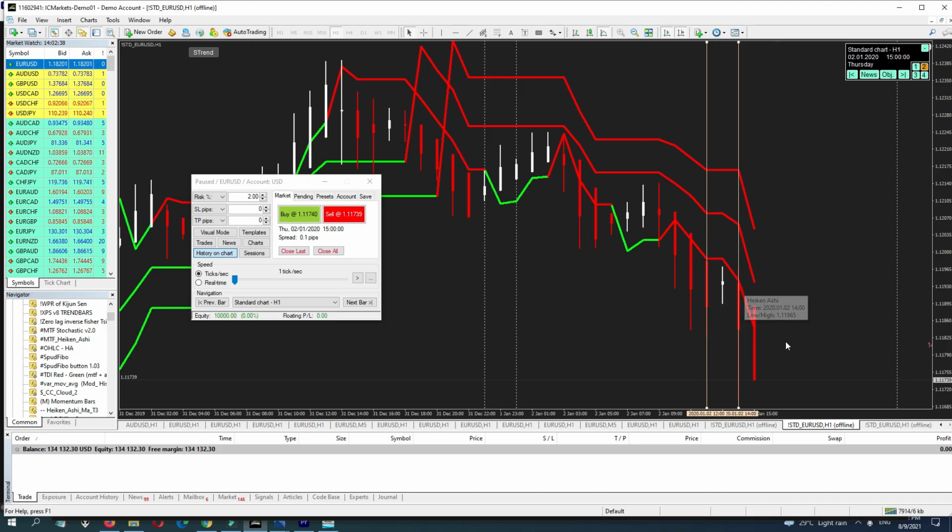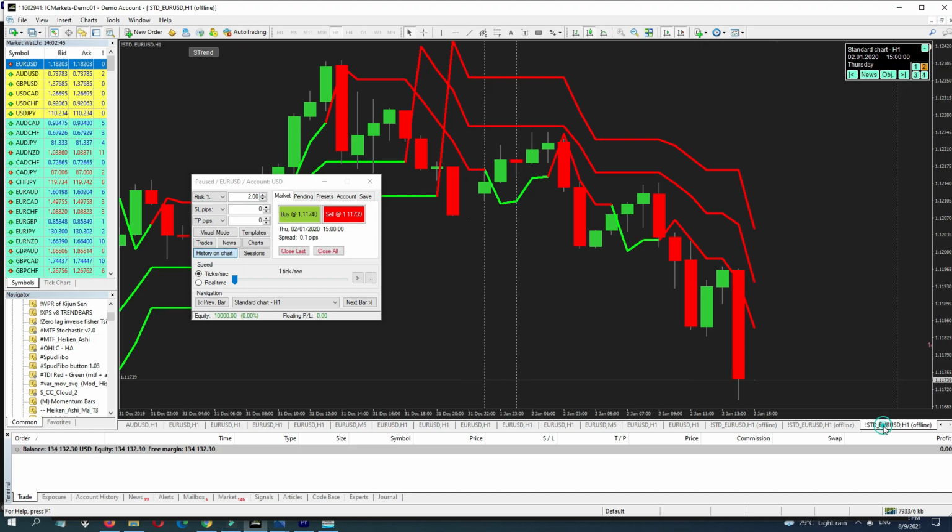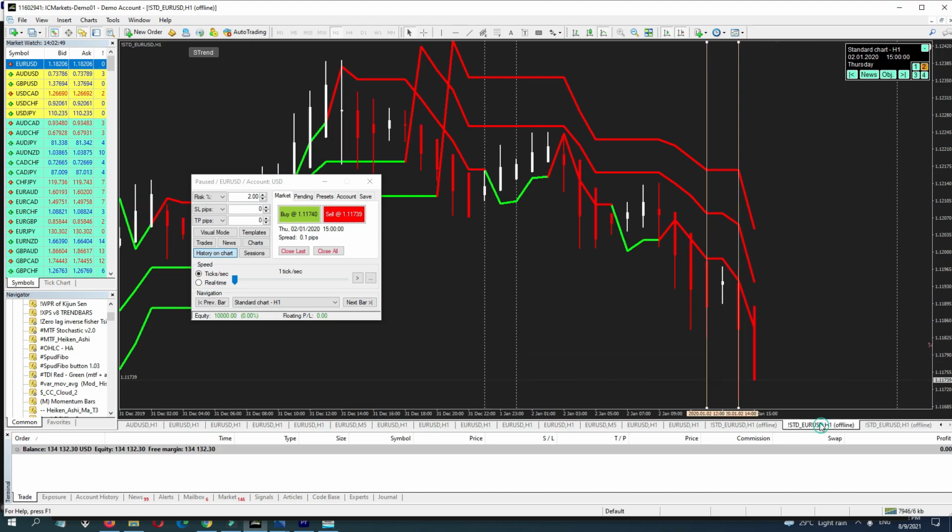All right, so it's a continuation type trade, and then basically we open another chart without the Heiken Ashi, because with Heiken Ashi we cannot see the closing price. So this is our entry candle.